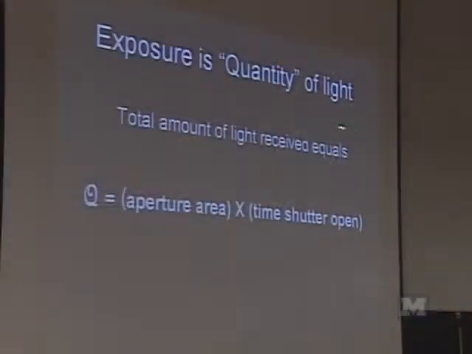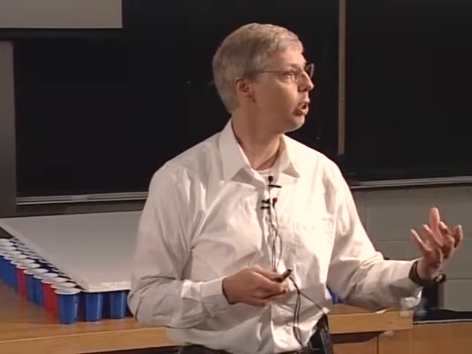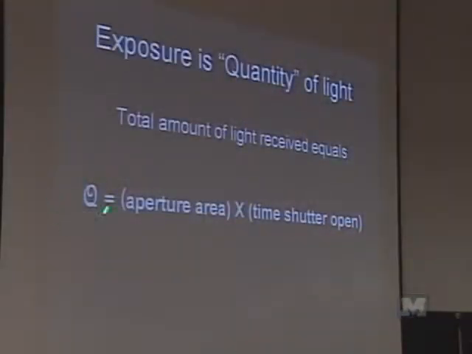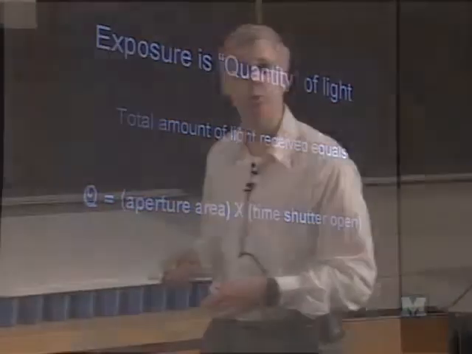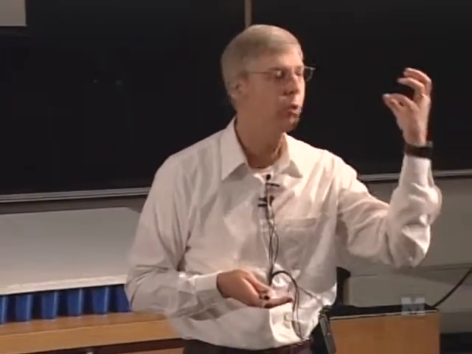So exposure is simply how much light did I collect in the length of time the shutter was open through the aperture size that I had. So the quantity of light that I'm collecting is just the aperture area times the time I was open in the shutter. You don't actually use this number, but I think it's really important for you to realize what's going on is you are catching a certain amount of light and you're recording it.